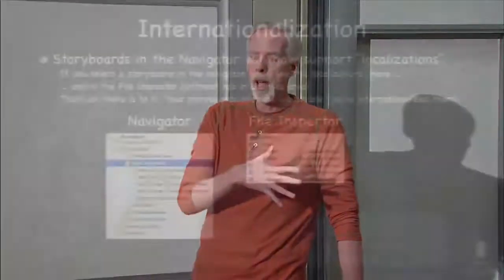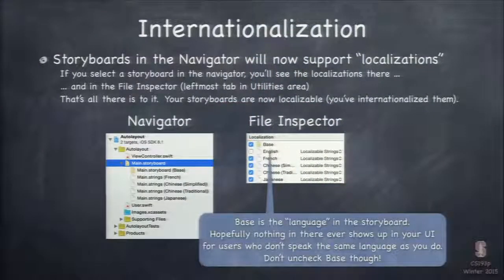Now, once you do this, if you look in the navigator, your storyboard is going to show all these localizations. It's going to have a list of all the localizations if you expand the little storyboard. And also, if you inspect the storyboard in the file inspector, which is the leftmost tab in the utilities column there, if you have a storyboard selected, it's going to show you the localizations there too. And so that's a good way to just double check, oh yeah, I've got all the localizations for all these languages, this is what I expect.